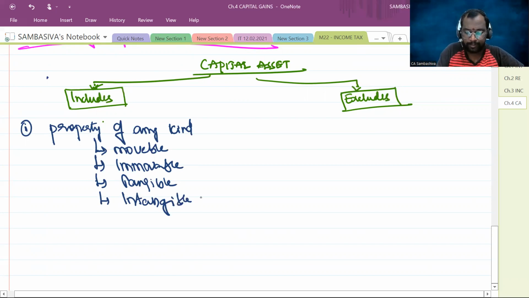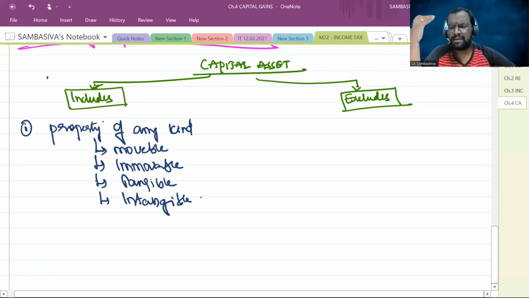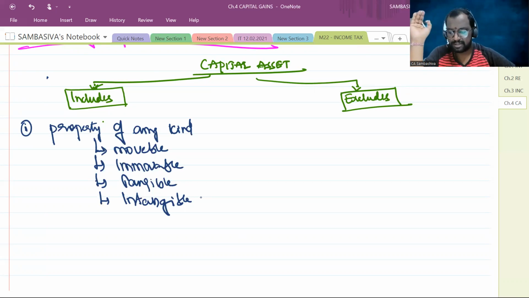So property of any kind, whatever might be the nature of the property. Movable properties like furniture, gold, jewelry, shares, right? All these come under the movable properties category. And immovable properties, land, building, or anything permanently attached to the land and building, come under the category of immovable properties. Then tangible properties means the properties which we can see, feel, and touch. All these come into the tangible property category.